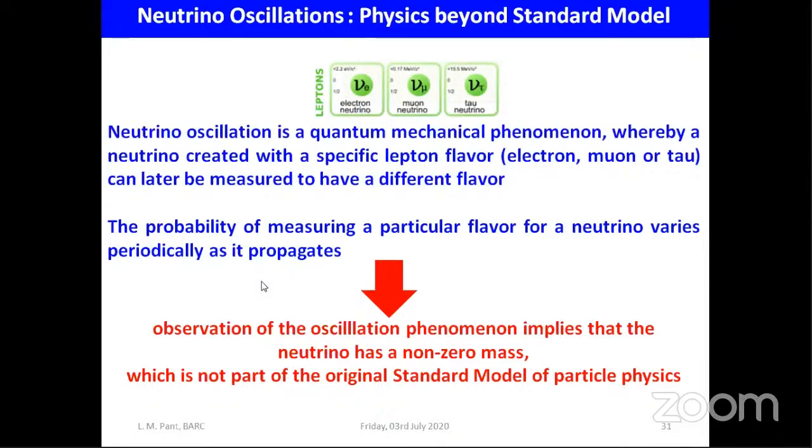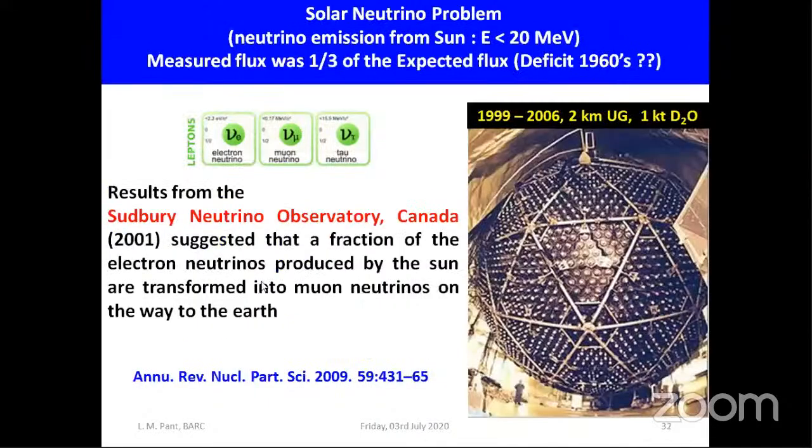So what happened to the solar neutrino problem? The measured flux from the sun was found to be 1/3 of the expected flux, and this is the story from 1960. What you are seeing on the right side is the Sudbury Neutrino Observatory in Canada. This is about 2 kilometers underground in a nickel mine, and it has about 1 kiloton of D2O to be used for detection. Basically, it was designed to explain the anomaly.